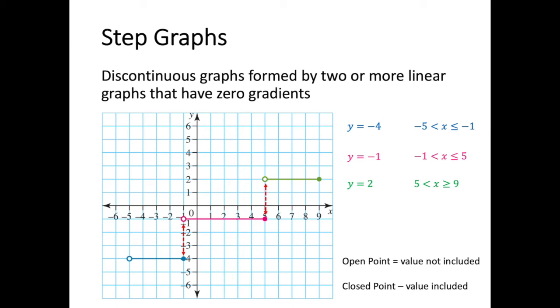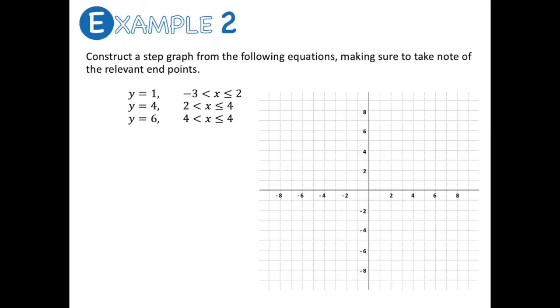Let's have a look at how we create one. And in our example, we want to construct a step graph from the following equations. So our first one is y is equal to 1, y is equal to 4, and our third one is y is equal to 6. Now for our first segment where y is equal to 1, it is going to be in between -3 is less than x is less than or equal to 2. So that means our open end is going to be -3 and our closed end is going to be 2.